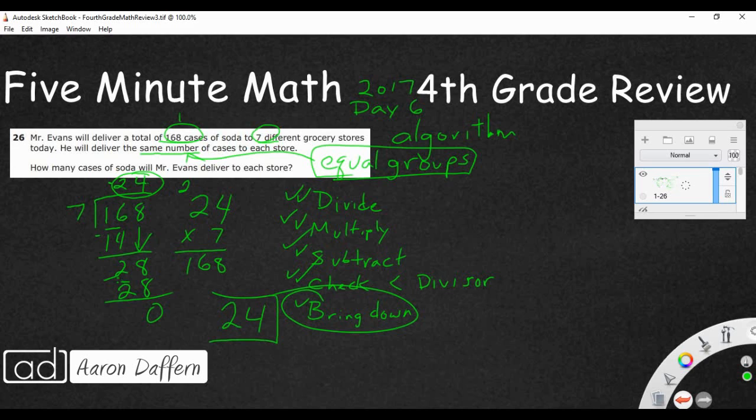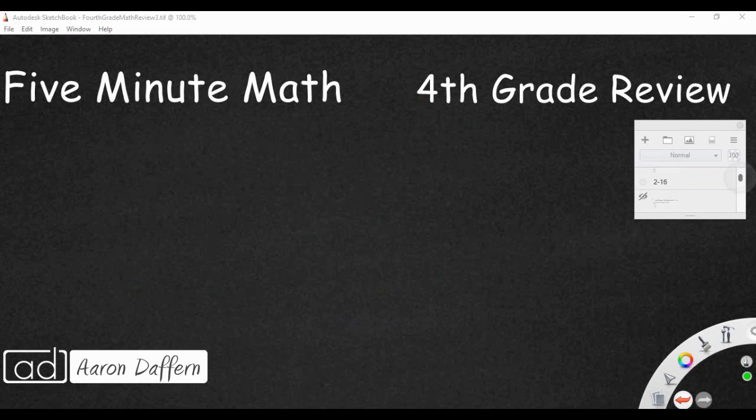But that is something big that 4th graders learn: all the steps of long division. Now we apply our multiplication and division in two-step problems here.